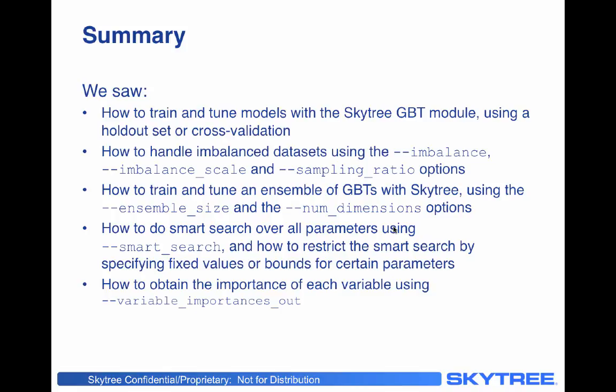And we learned how to do smart search over all the parameters using the Skytree smart search capability. And we saw that it's possible to do a more restricted smart search by specifying fixed values or bounds for certain parameters. And finally, we show how to obtain the importance of each of the variables in the data using the variable importances out option. With this knowledge, you can go ahead and build very accurate gradient boosted tree models with Skytree. But there are many other options with the Skytree GBT module, which you can read about in the user guide.